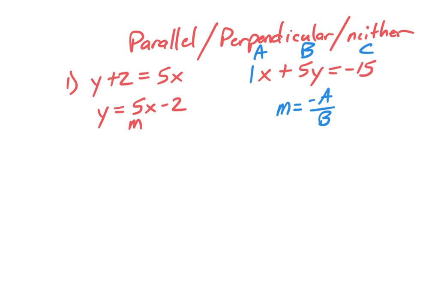The opposite of a is 1, so the opposite of 1 would be negative 1 over b is 5. And that's my slope. Pretty quick and easy. You don't have to do a whole lot of solving. Shortcut definitely saves us some time. Okay, we're going to compare the two slopes now. 5 and negative 1 over 5.